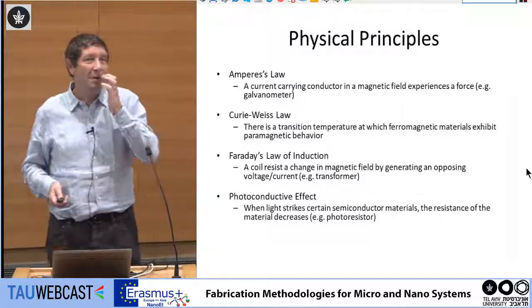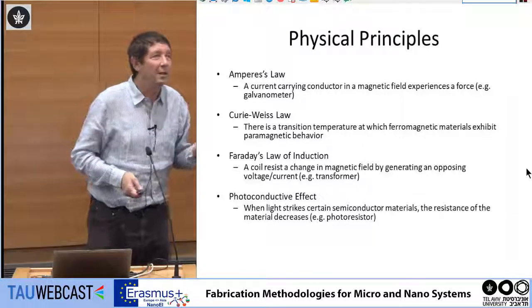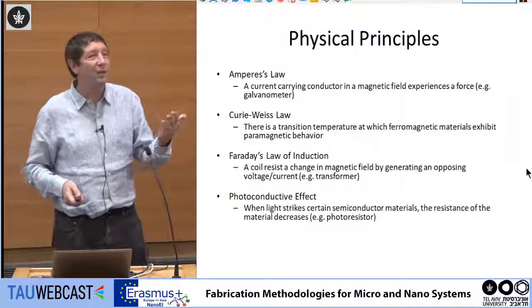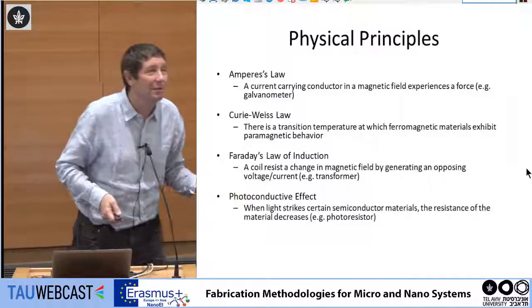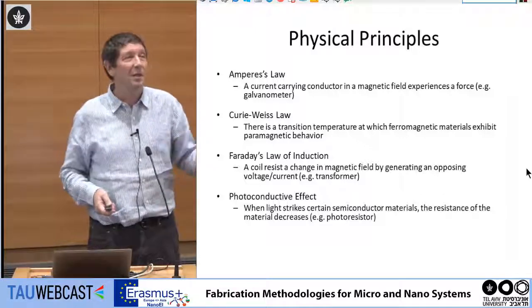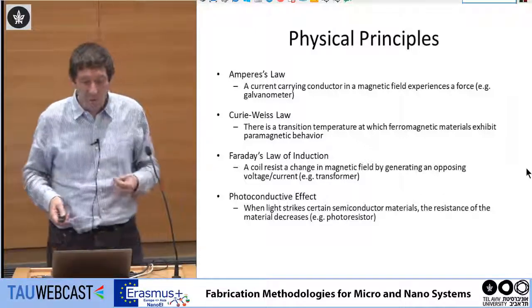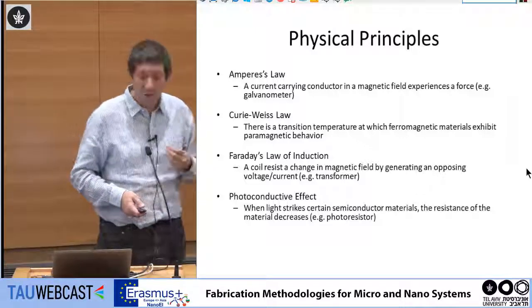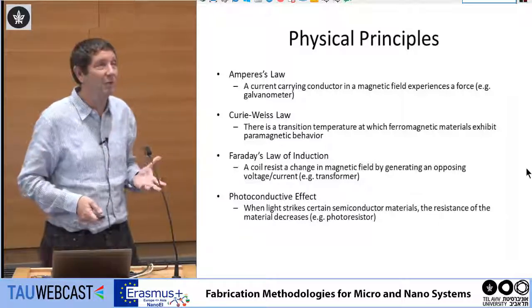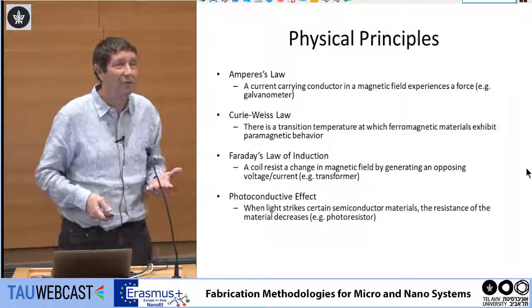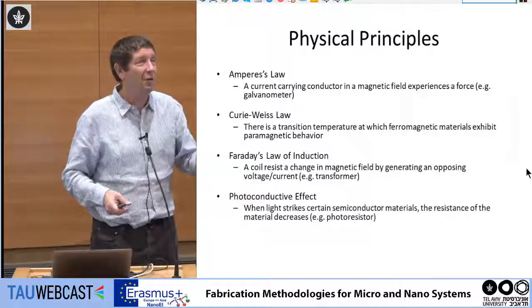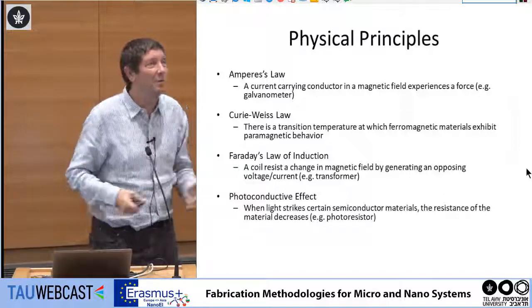For example, you can study magnetization by its effect on polarization of light. You can study magnetization by using Ampere's law. You study magnetization by using Faraday's law of induction. So you study magnetic fields. So you can use several phenomena, and you have to choose which one is the best suitable for you.